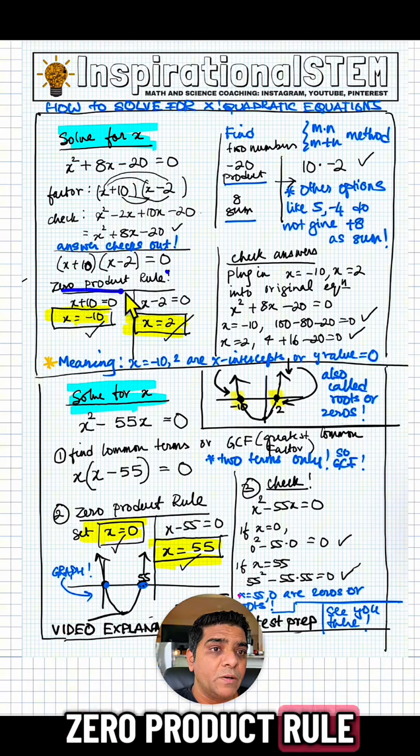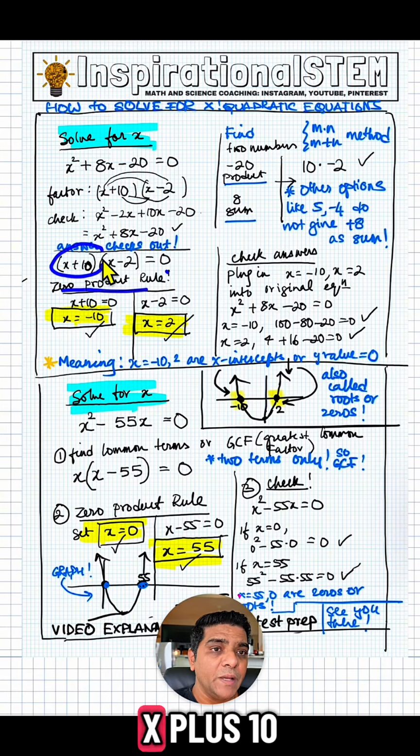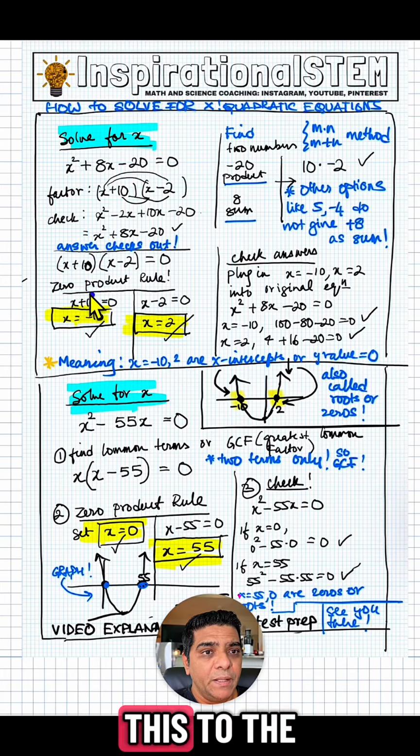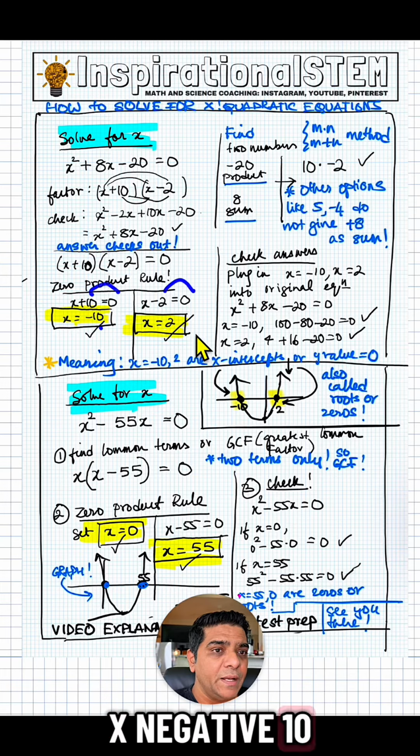Now use the zero product rule. What that means is you set each of these equal to 0. x plus 10 equals 0 and x minus 2 equals 0. So now bring this to the other side, and we have x equals negative 10, x equals 2.